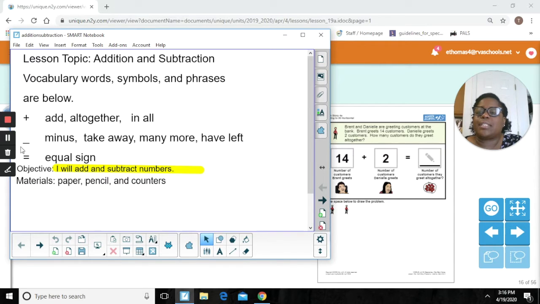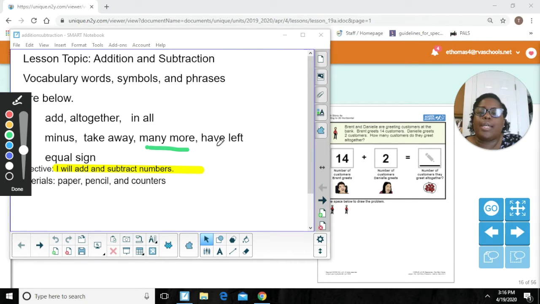So now let's look at this symbol. If this is the addition symbol, this must be the subtraction symbol, and you're correct. Whenever we see the subtraction symbol, it means we're going to take away. We also say minus when we see the subtraction symbol. How many more and have left are also words that, when you see them in a word problem, are indicators that you're going to subtract.